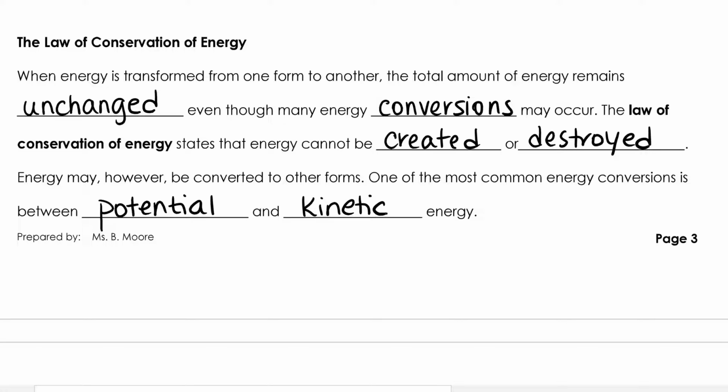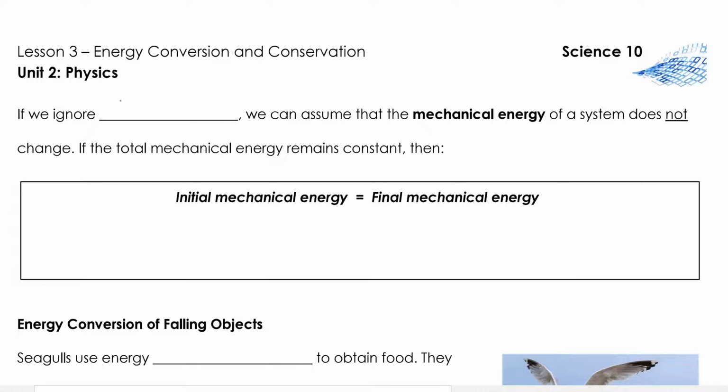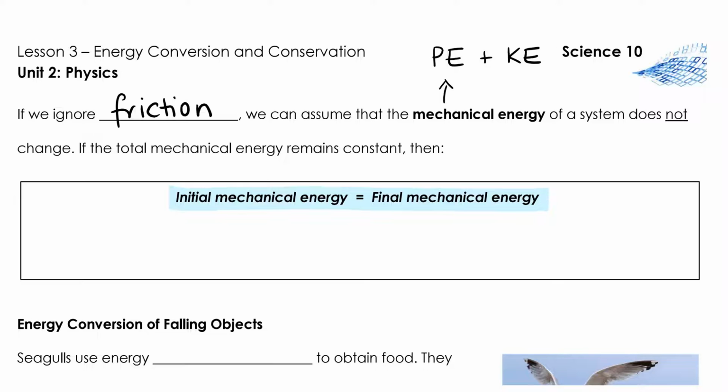Let's explore this mathematically. If we ignore friction, which as we've seen leads to a lot of unnecessary energy loss in the form of heat, we can assume that the mechanical energy of a system does not change. Recall that the mechanical energy is the sum of all the potential energy and the kinetic energy stored in that object or system. So if there's no change in overall mechanical energy, then the initial mechanical energy is equal to the final mechanical energy. We have a formula that we use to express this, and it looks like this.